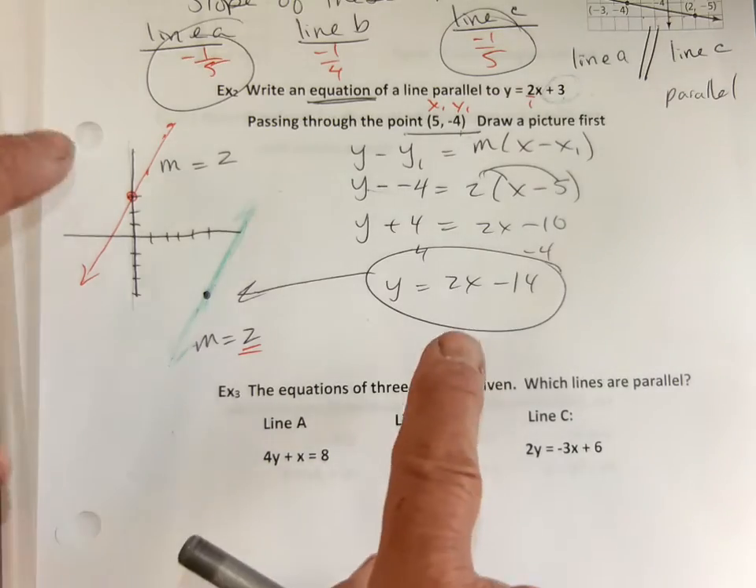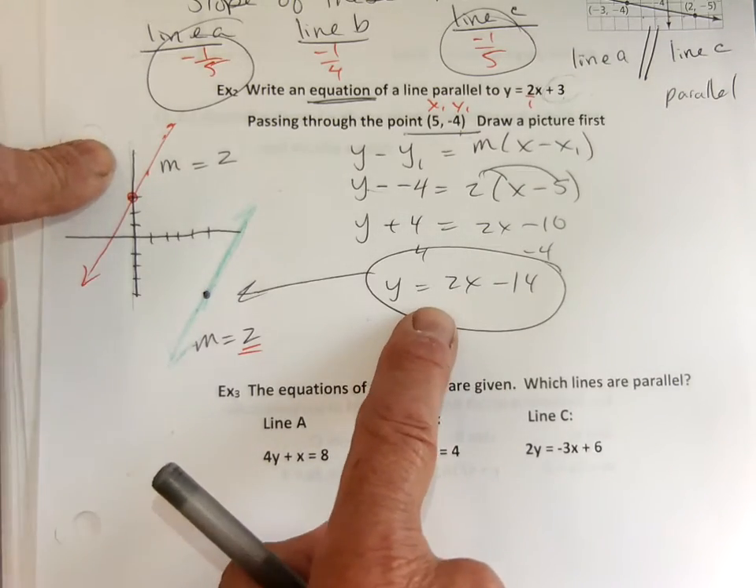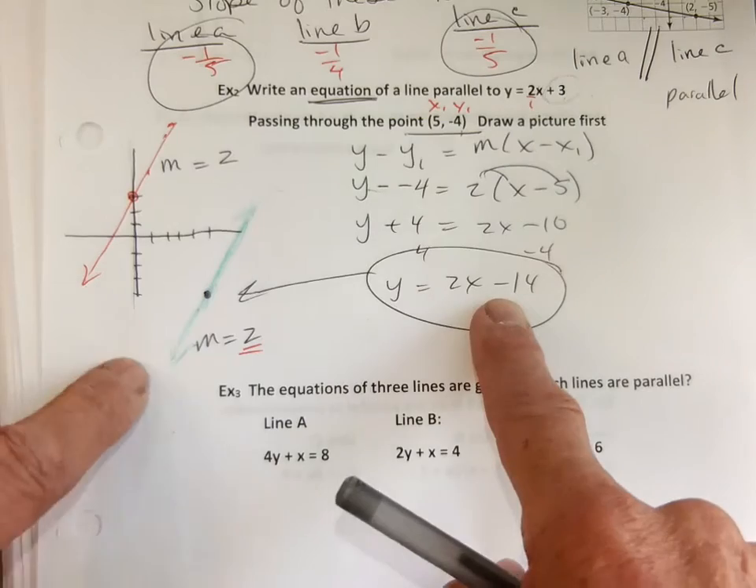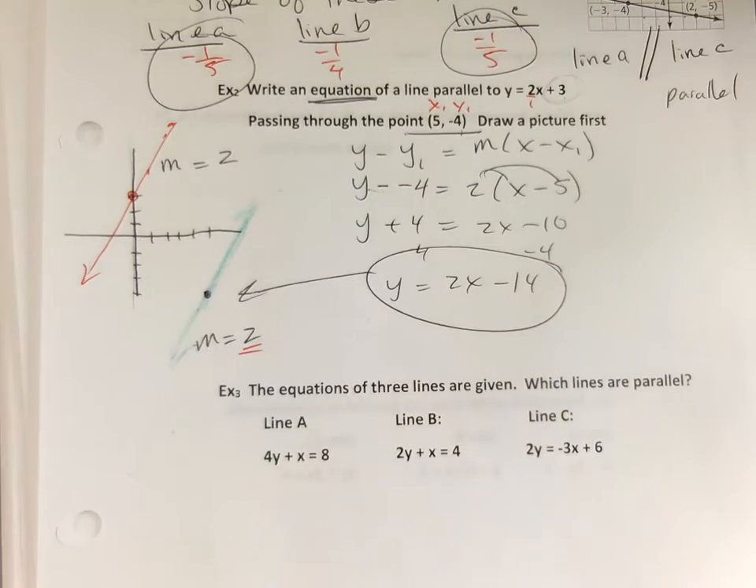These two lines are parallel. They are because they have the same slope. This one goes through negative 14, which makes it go through our point. Okay.